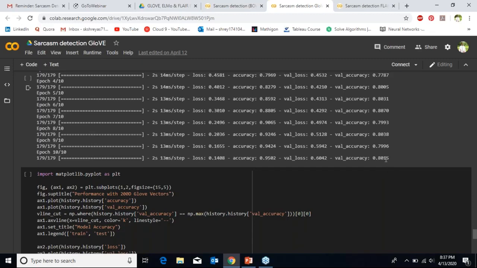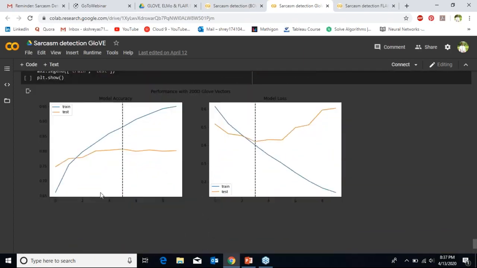Without using the word embeddings, the model was overfitting. By using the GloVe embeddings, the model has at least narrowed the gap between the training and the validation sets. As you can see, whenever the loss of the validation set is increasing, we take that particular epoch as the optimized one, and the accuracy corresponding to that epoch is reported here.